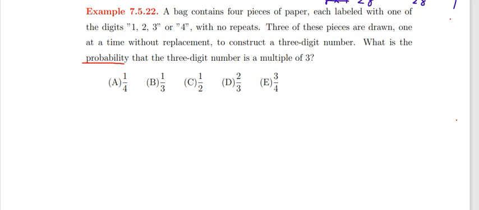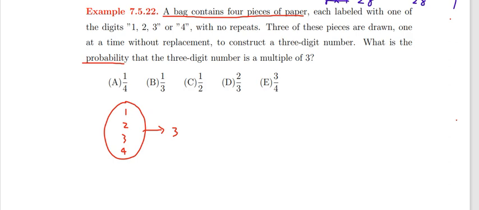Okay, so for this problem, it says a bag contains 4 pieces of paper, each labeled with one of the digits 1, 2, 3, or 4. So this means here we have a bag. In the bag we have 1, 2, 3, 4, and from this bag we just pick 3 of them. So we could pick this 3, could pick this 3, right?